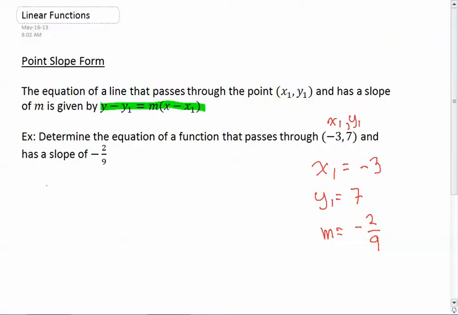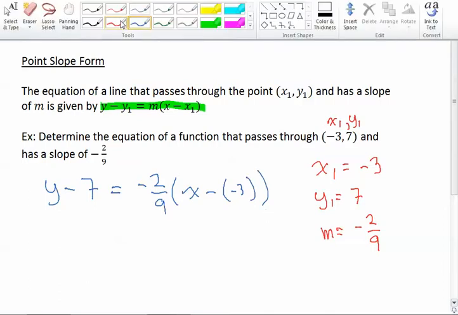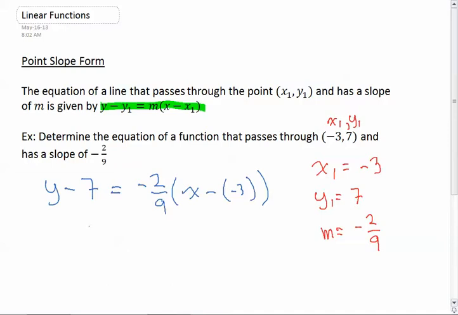So let's see what we get. I'm going to have y minus the value of y1, so y minus 7, is equal to my slope of negative 2 over 9 multiplied by the bracket of x minus my x1 value of negative 3. And we might want to clean this up just a little bit. For instance, with double negatives, we can make this into y subtract 7 is equal to minus 2 over 9 onto x plus 3.